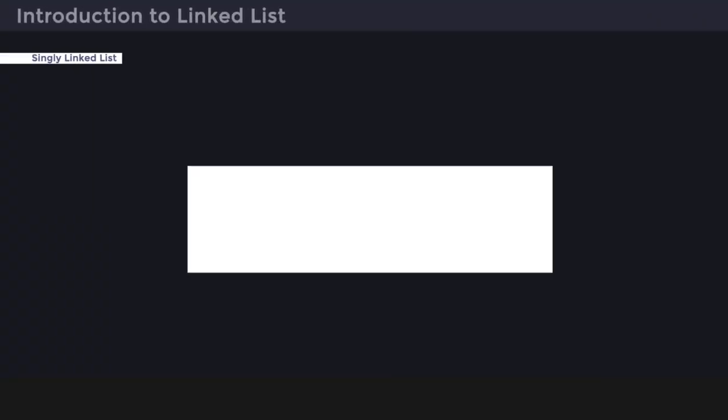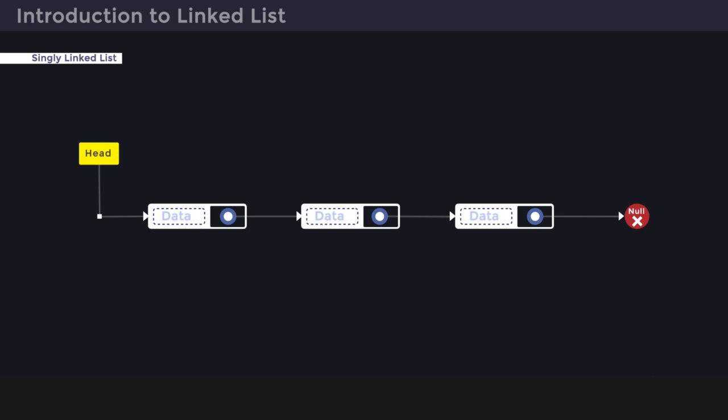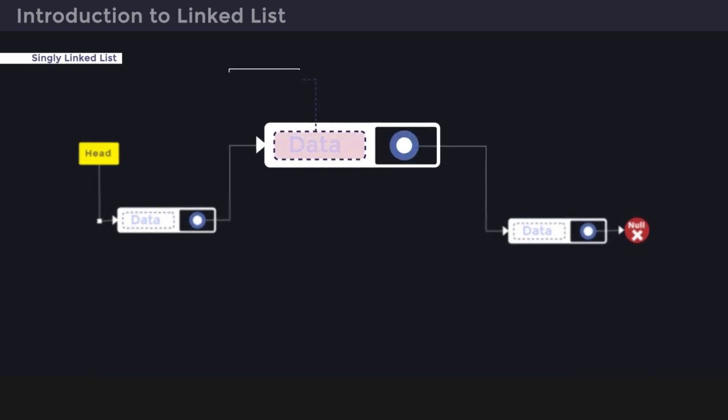The simplest and most common one is called singly linked list, in which each node has data and a pointer to the next node. This part holds the data and this part is the pointer and points to the next node in the list.